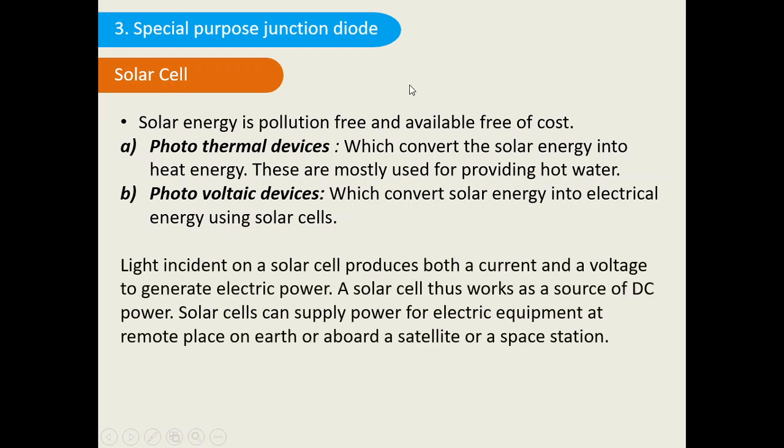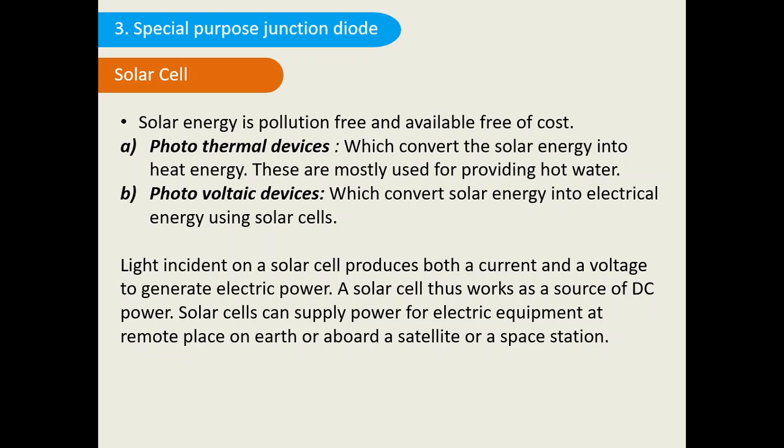So the light incident on the solar cell produces both current as well as voltage to generate electrical power. The solar cell thus works as a source of DC power.